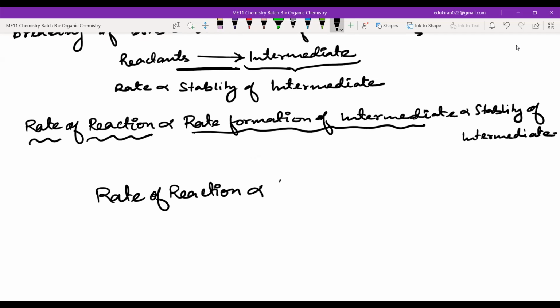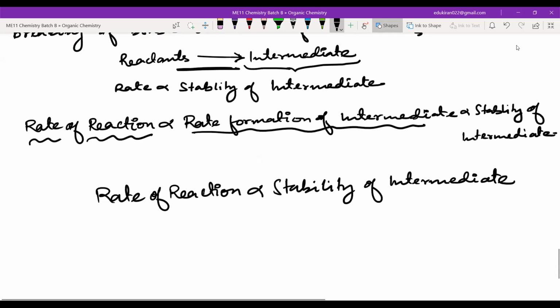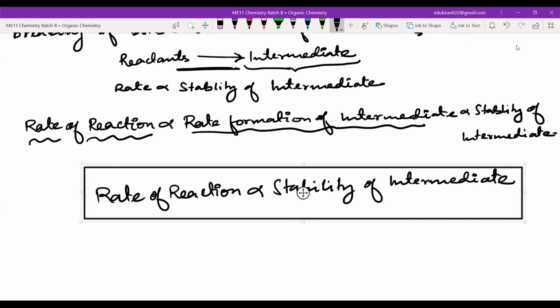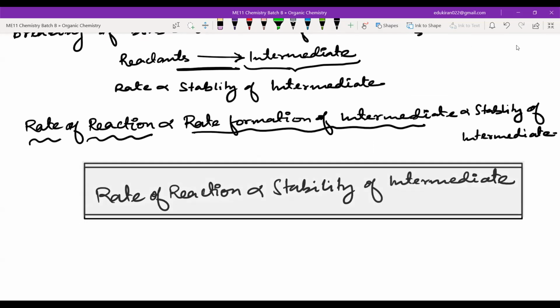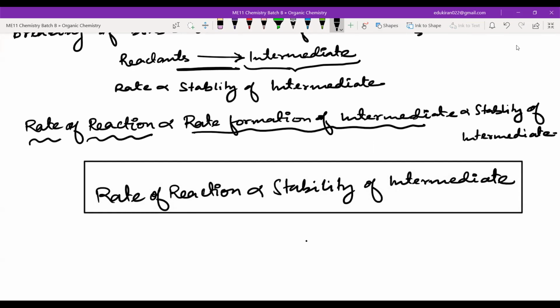The rate of reaction is directly proportional to the stability of the intermediate. Okay, stability of intermediate. Rate of reaction is directly proportional to the stability of intermediate. Write this down.